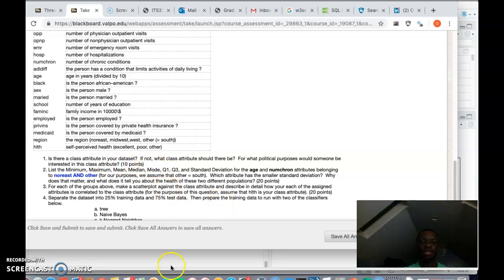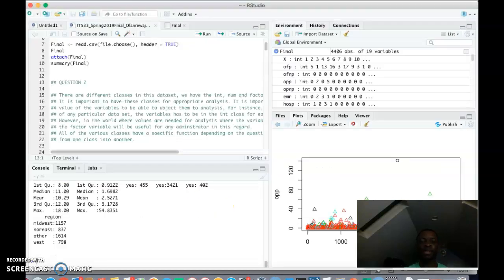The first question asks: is there a class attribute in our data set? Yes, I believe there is a class attribute in the data set. I use the HLTH as my class attribute in this instance because it has the potential to function as the int variable, and it can also be converted to factor. So that is why I've chosen it as my class for this analysis in this data set.